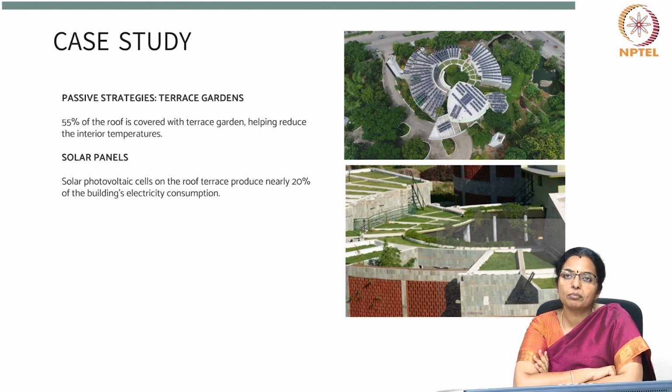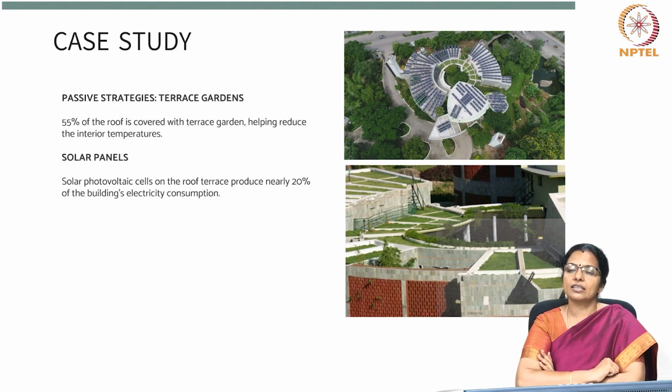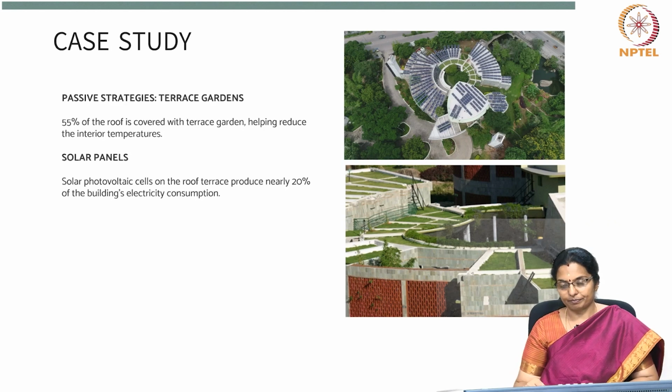Nearly 55% of the roof is covered with a terrace garden. This helps in many ways. It reduces interior temperatures, it reduces UHI, the urban heat island effect, and the radiation back to the earth is also reduced. Solar photovoltaic cells on the roof terrace produce nearly 20% of the building's total electricity consumption.